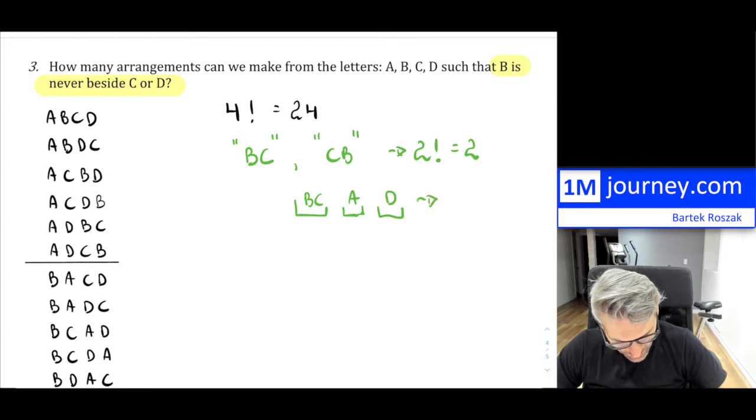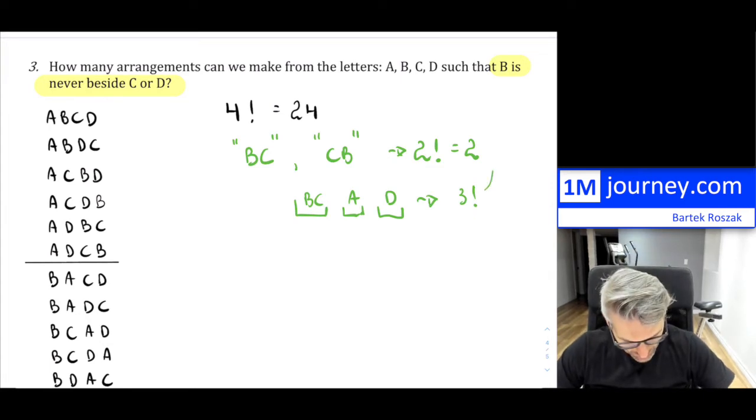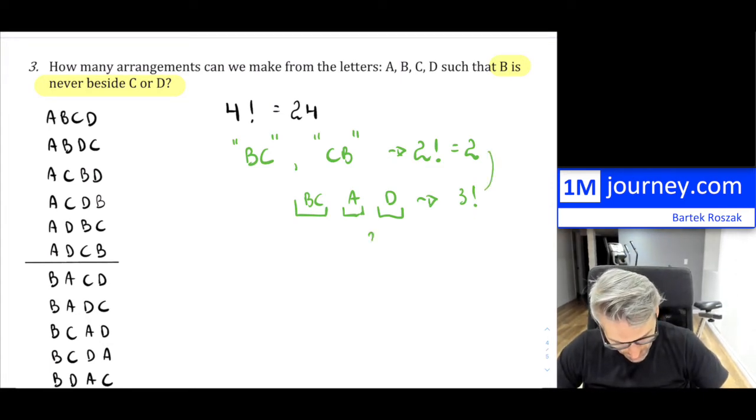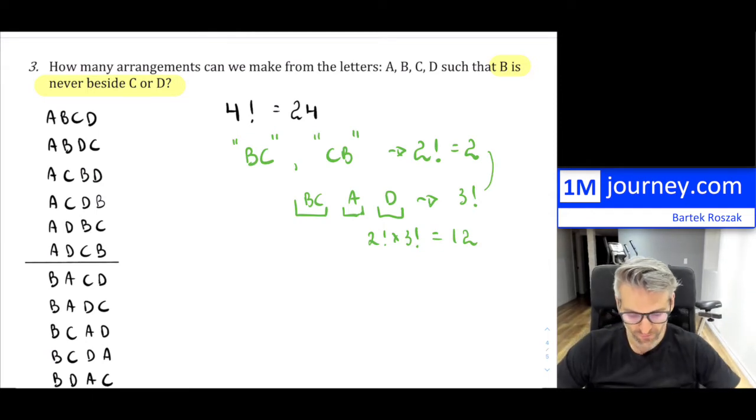And this, in total, can be 3 factorial ways rearranged, and then multiplied by that 2. So it's going to be 2 factorial times 3 factorial. So this is going to be 6 times 2, which is equal to 12. So there are 12 total arrangements where B and C are actually together.